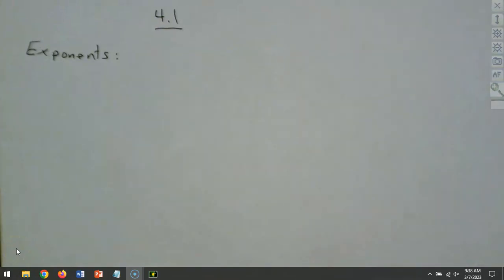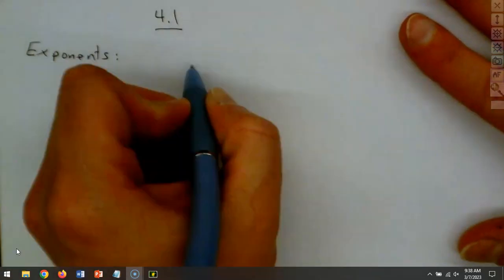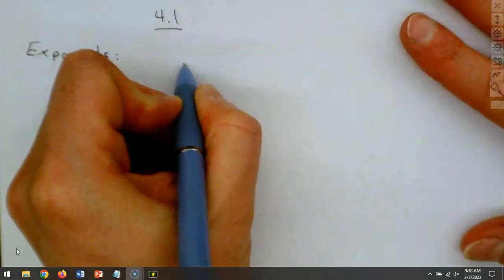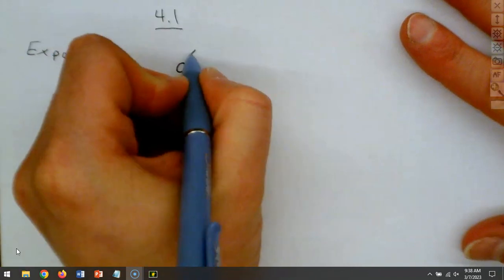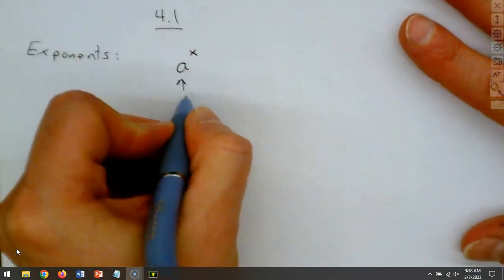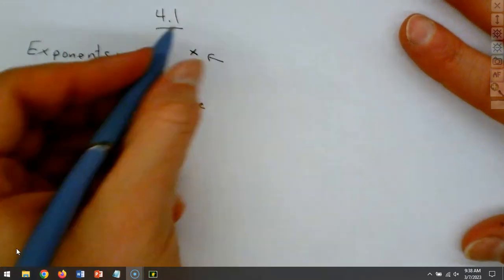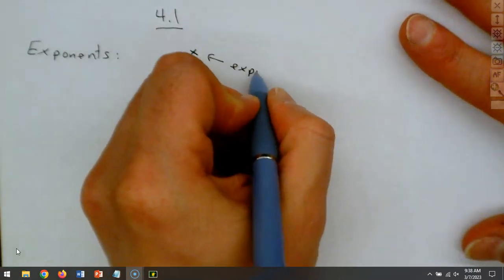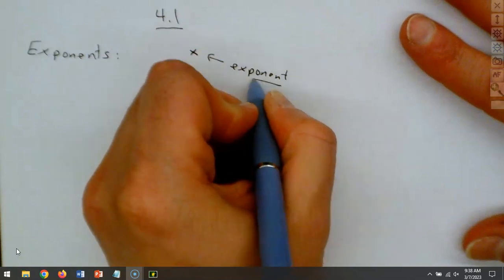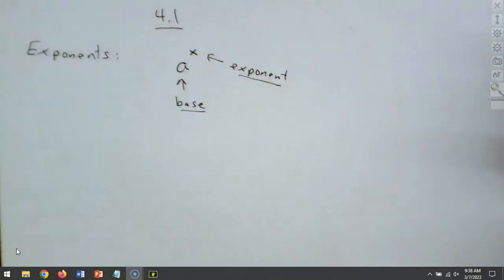Looking at 4.1, again, we're not covering chapter 3 because it's not really part of our outcomes and objectives. So we're going to look at 4.1, and we're going to be looking at exponents. Now, when we have something like this, a to the x power, the a is the base, and that x, that power, well, that is our exponent. Okay, so we have a base and we have an exponent.